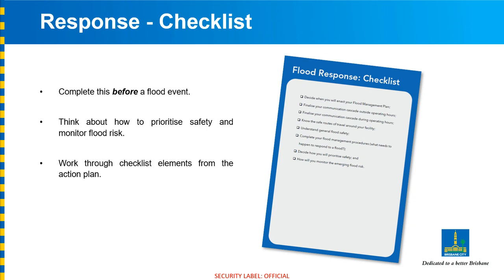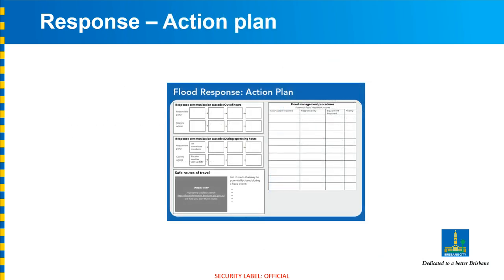Some of the important steps on the checklist involve planning how you'll prioritize safety and monitor any emerging flood risk, as well as communication cascades, understanding safe travel routes, and required procedures. These steps are detailed on your response action plan. The response action plan is designed to help you write down some of the different actions you will need to work through in the event of a flood. This will help you understand and plan your flood response before it happens.